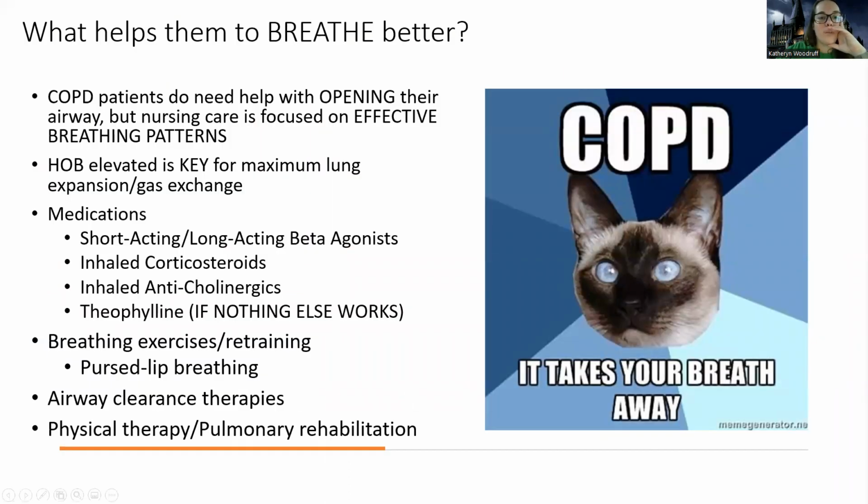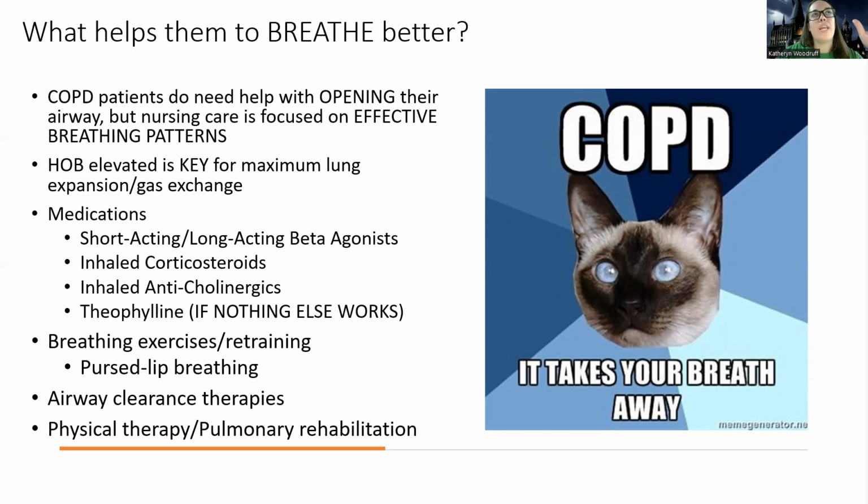So what's going to help them to breathe better? COPD patients do need help with opening their airway, like with the SABAs and stuff like that. But a lot of my care for a patient with COPD is less focused on opening their airway and more focused on an effective breathing pattern or effective exhalation, specifically getting that CO2 out.